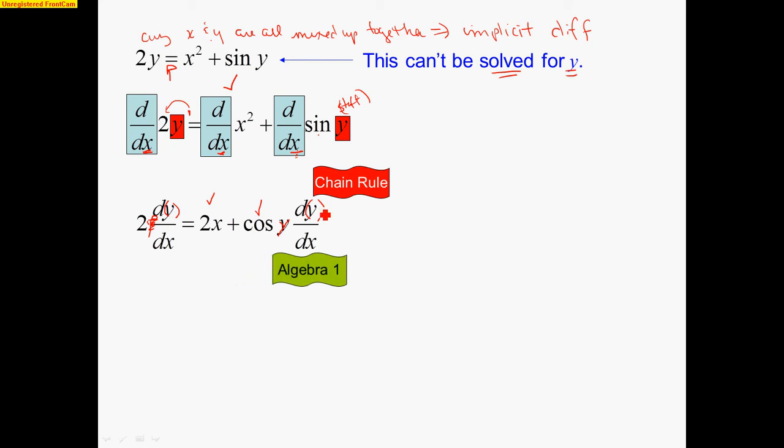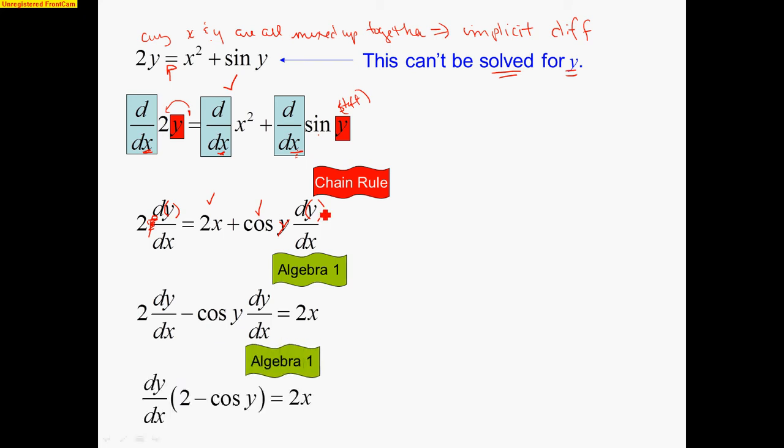Now do algebra 1. Collect like terms. Get your dy dx's together. So I subtracted cosine y dy dx from the right side. Now, good F word, factor dy dx out of the left side. Now divide to get dy dx by itself.